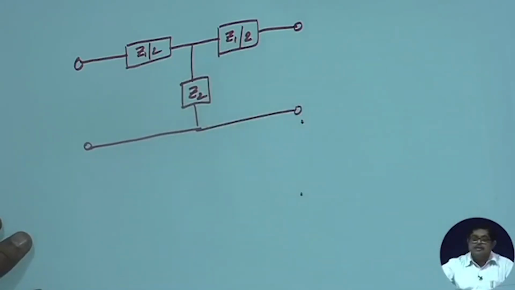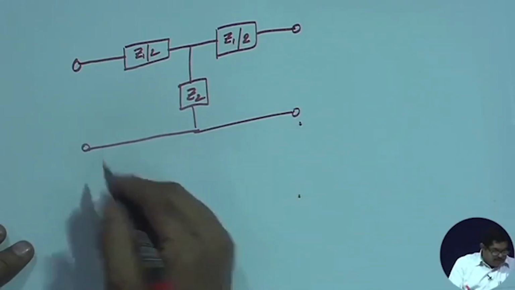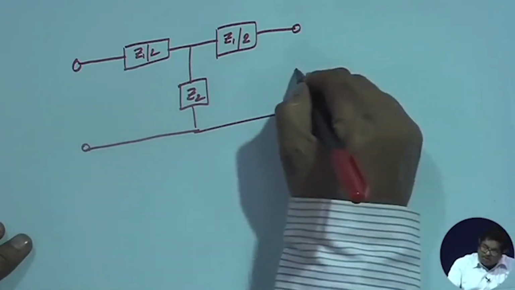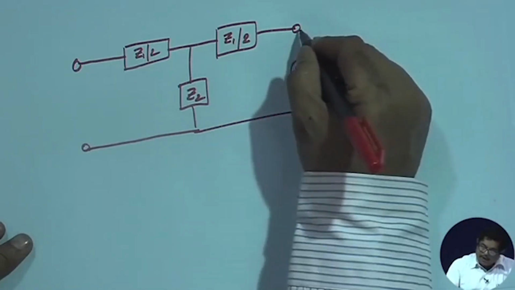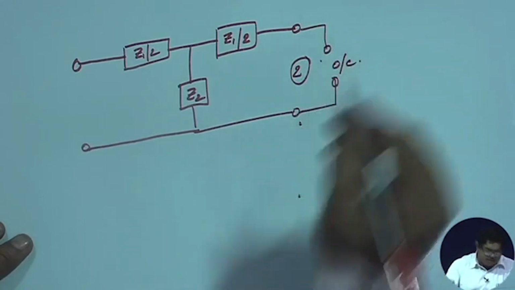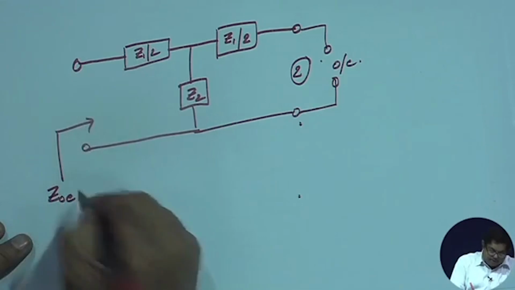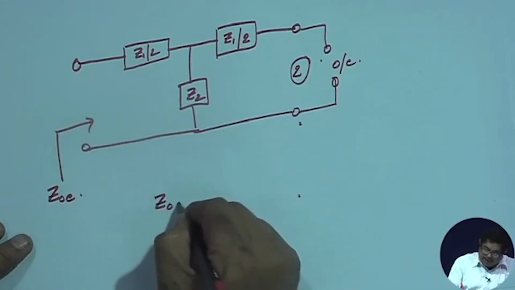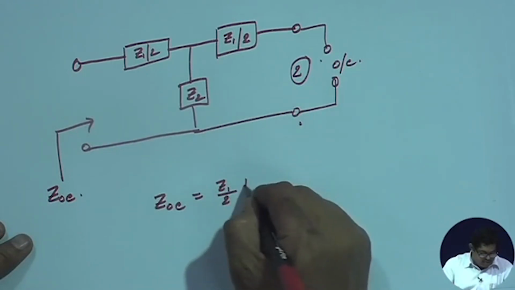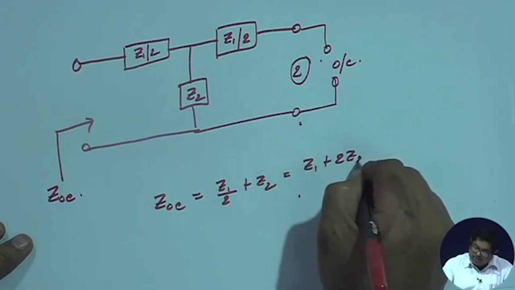Already we have done tan gamma. So, from there we will try to enforce the passband condition. For port 2, let us make this open circuit condition. That time we call it ZOC, and what will be that ZOC? ZOC is easily Z1 by 2 plus Z2, that is equal to Z1 plus 2 Z2 by 2.